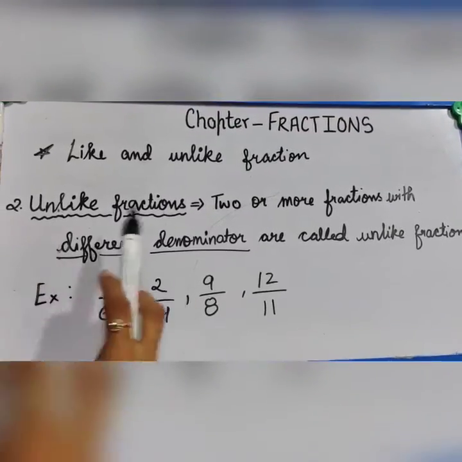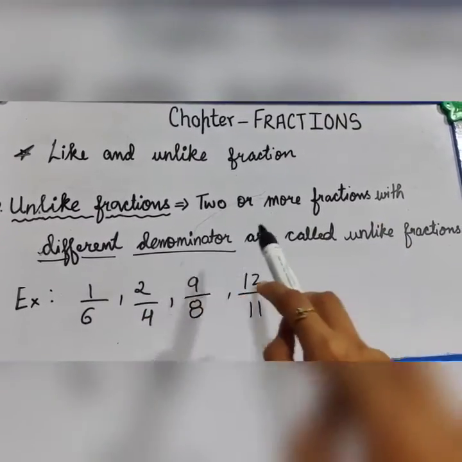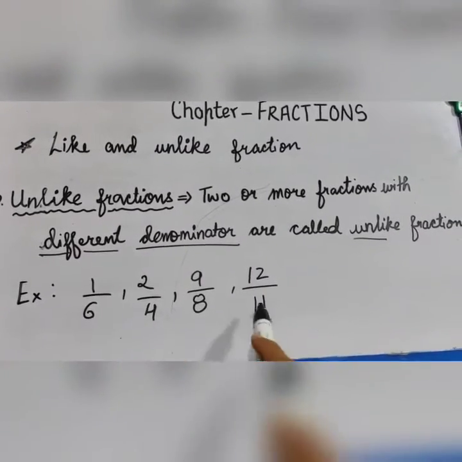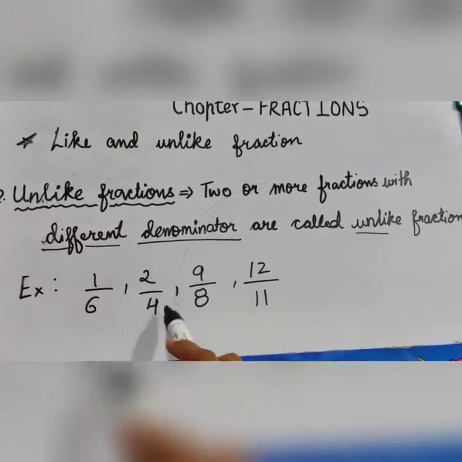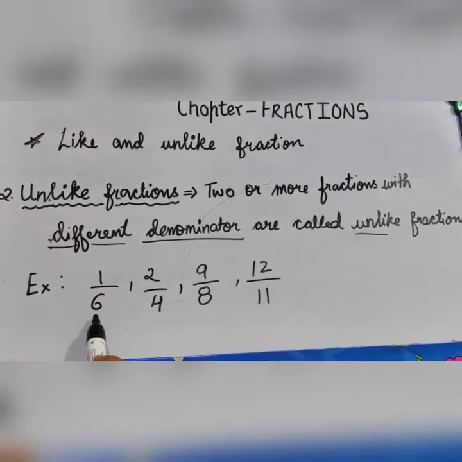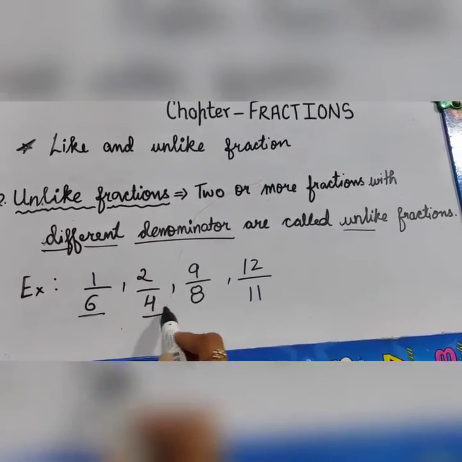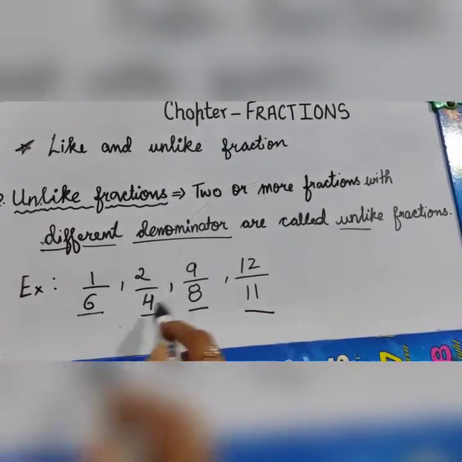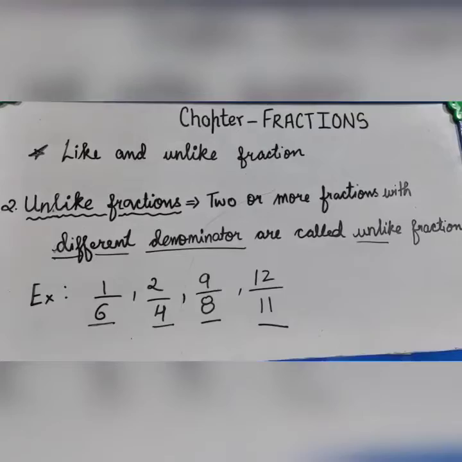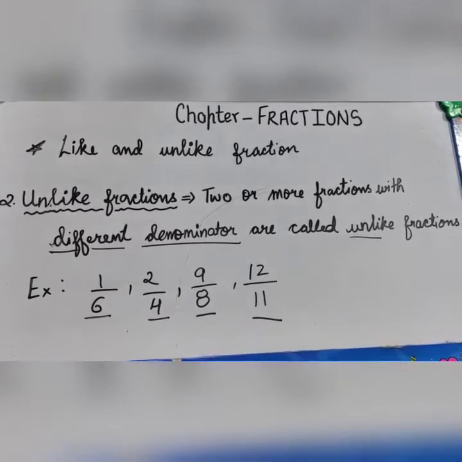Now let us understand unlike fractions. Two or more fractions with different denominators are called unlike fractions. For example, see we have 4 fractions: 1 upon 6, 2 upon 4, 9 upon 8 and 12 upon 11. Here you can see that each fraction is having different denominators. This is having 6, this is 4, 8 and 11. All of them are having different denominators. So these are unlike fractions. Fractions whose denominators are different are unlike fractions.